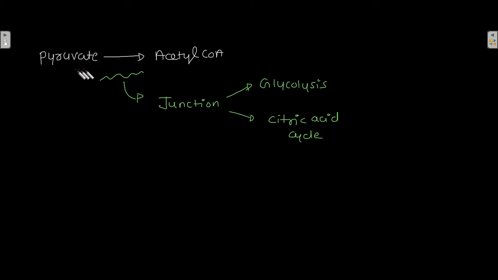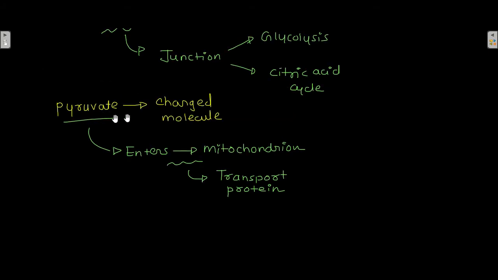Now, conversion of pyruvate into acetyl coenzyme A is the junction between glycolysis and citric acid cycle. This reaction connects the glycolysis and citric acid cycle. Now, pyruvate is a charged molecule, and that is the reason why in eukaryotes pyruvate enters the mitochondria with the help of a transport protein. There is a transport protein in eukaryotes which helps the pyruvate enter into the mitochondria.